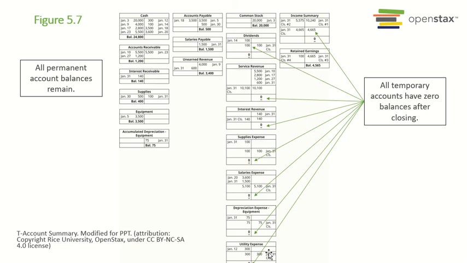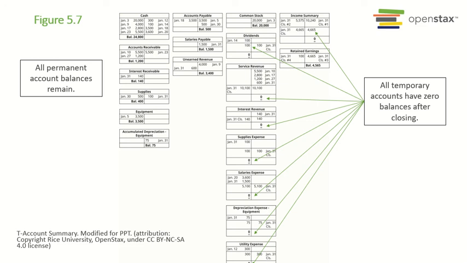So all the revenue, expense, and dividend accounts, we did the closing entry. Now all these accounts have 0 balances, right? So after you do the closing entries, all your permanent account balances remain. It's the same as before. All your temporary accounts, the revenue account, expense account, and dividend account, all have 0 balances after closing entries.